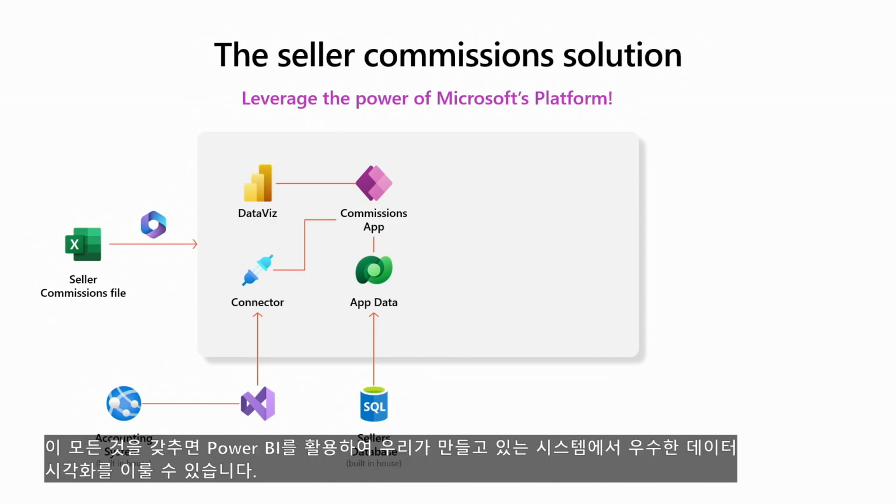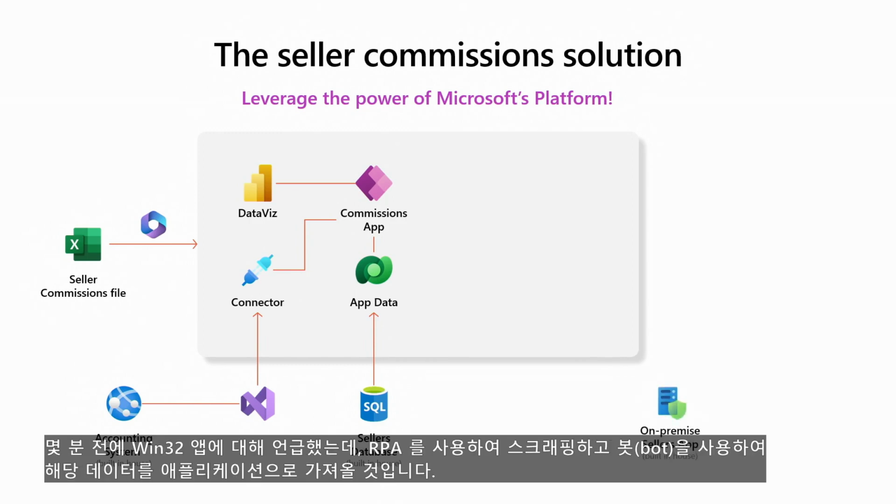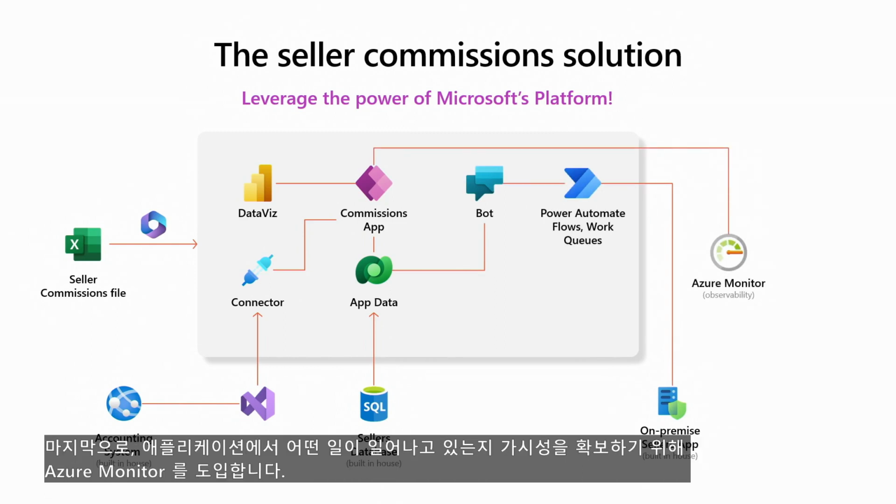And once we have all of that done, we will use Power BI to get good data visualizations over the system that we are creating. We mentioned a few minutes ago a Win32 app. We will use RPA to scrape it and a bot to bring that data into the application. Finally, we will bring Azure Monitor to get visibility into what's going on with the application.